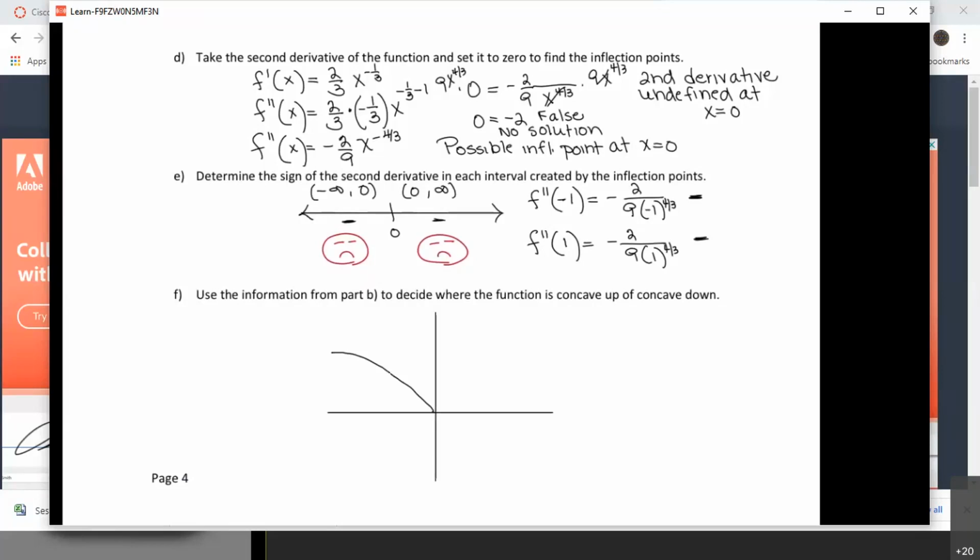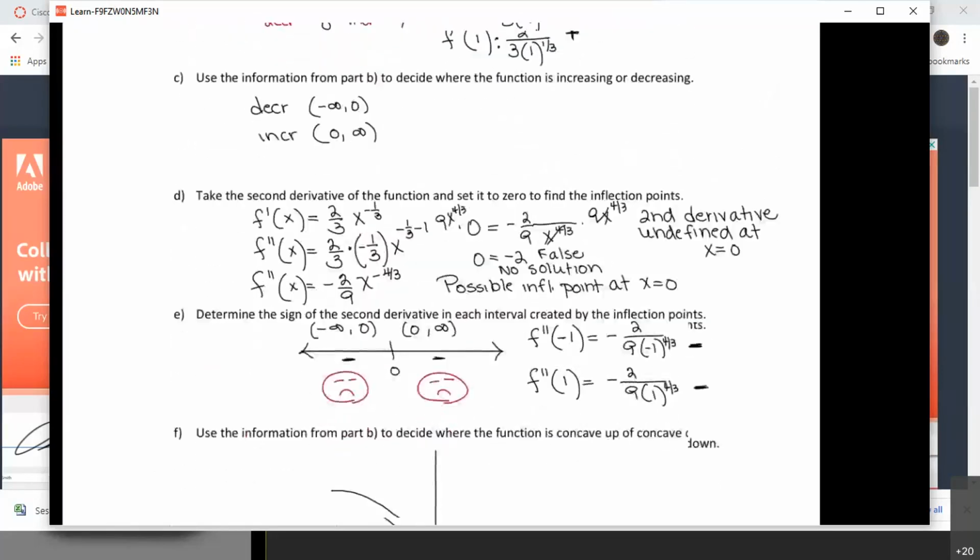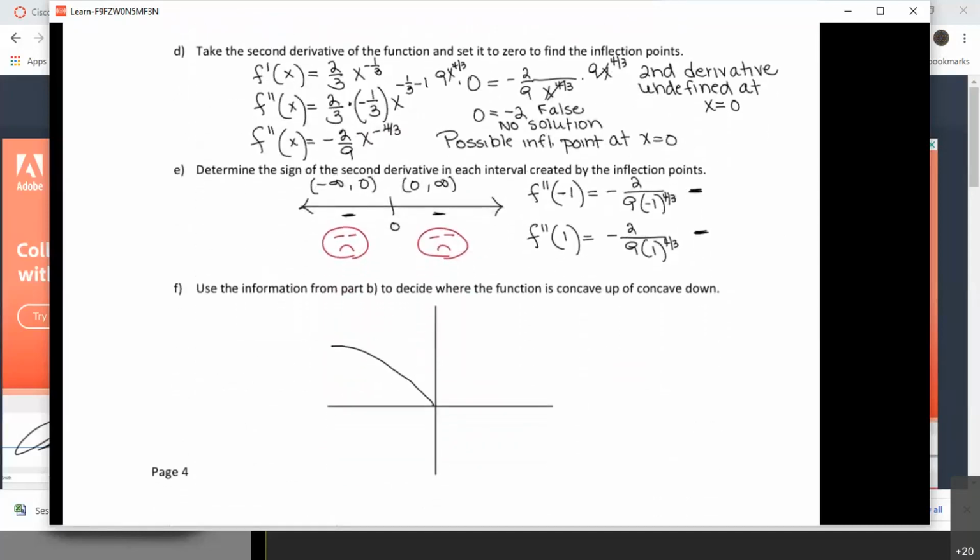To the right of the origin, it's still concave down, but according to my first derivative, it's increasing. So increasing and concave down. So this is decreasing and concave down. This is increasing, concave down.